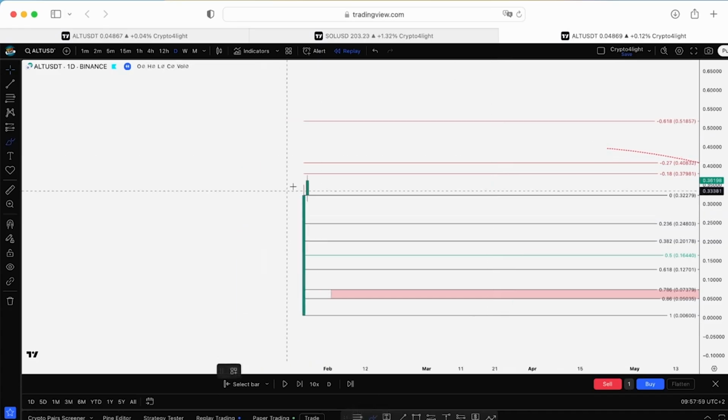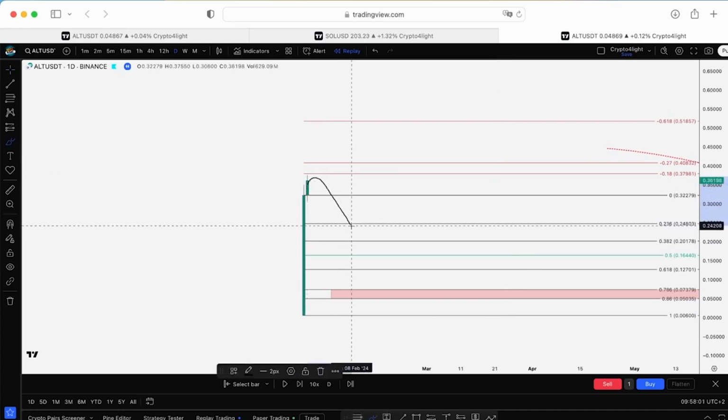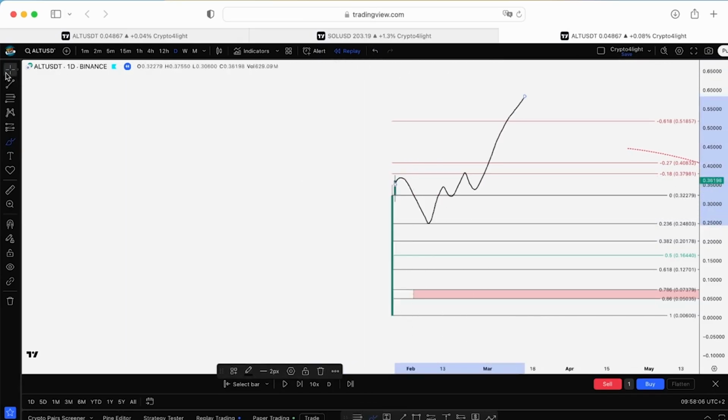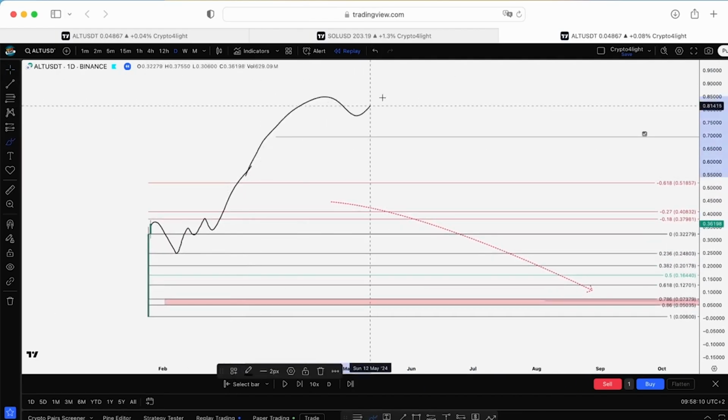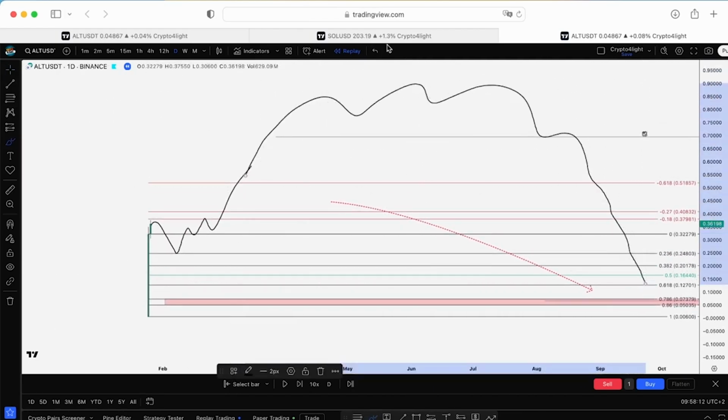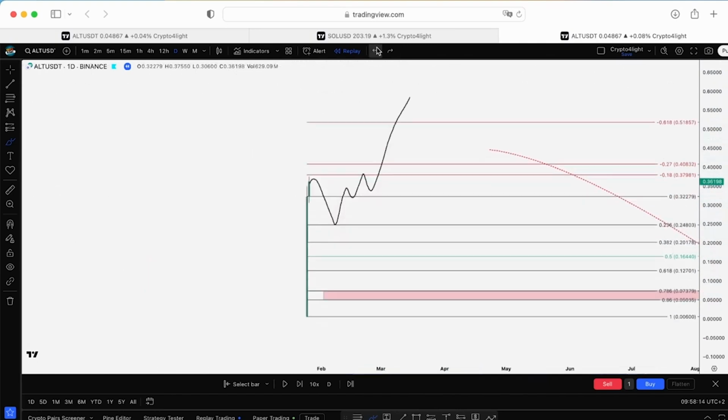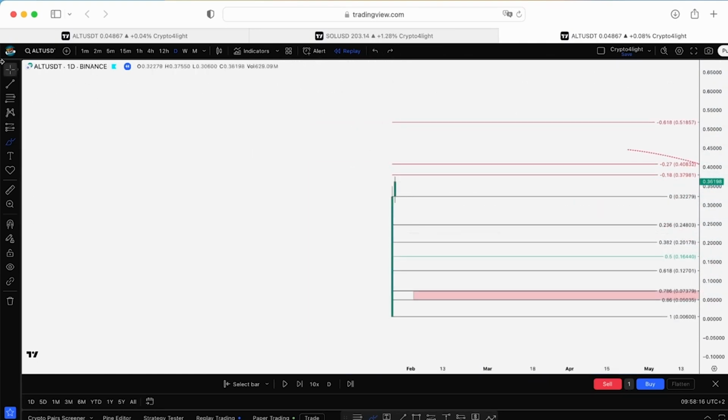Celestia made a move like this one. Celestia dumped to 23 and went higher to $20. And only after a few months, Celestia came to the zone of interest. So the time, we can't know the time. In theory, everything looks so simple.